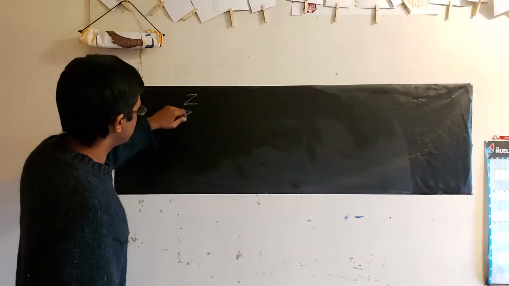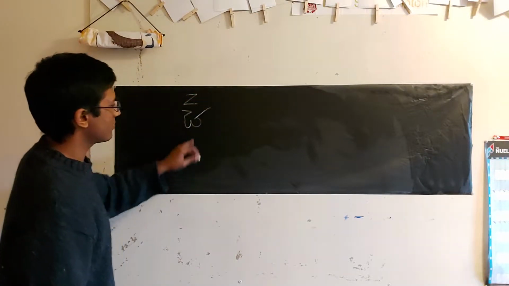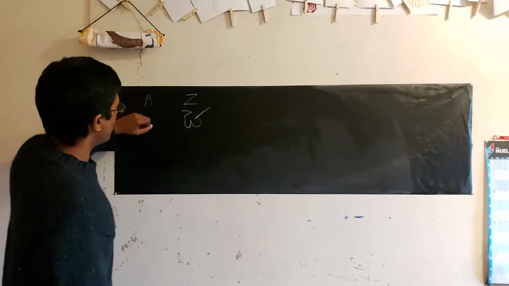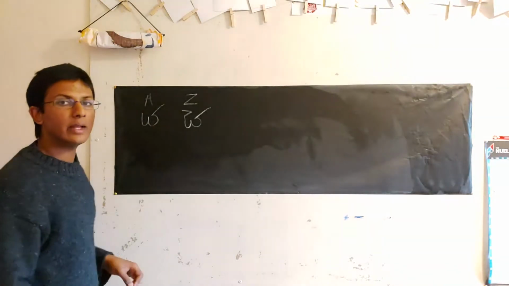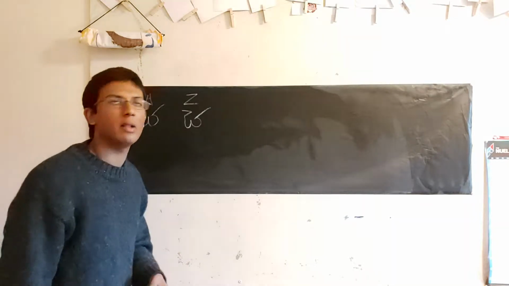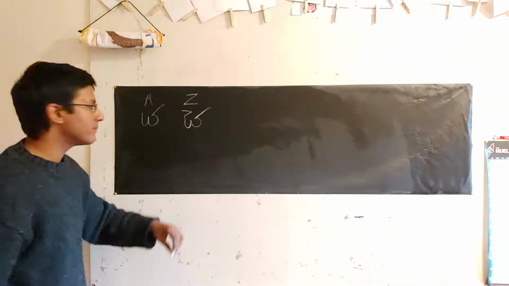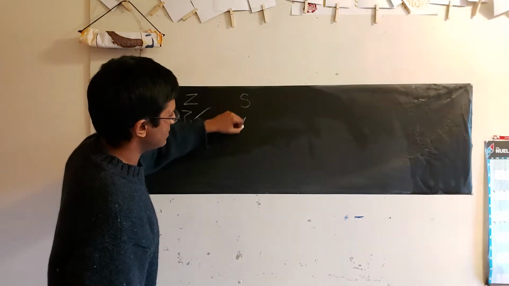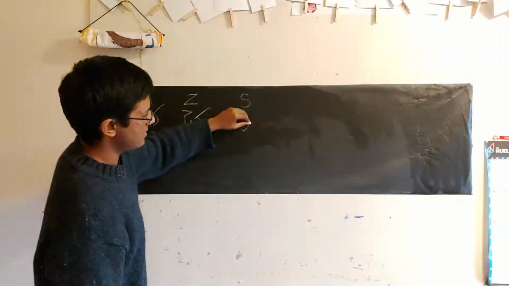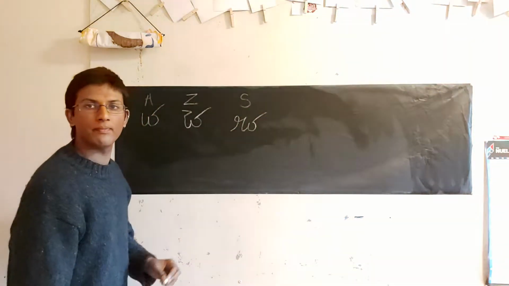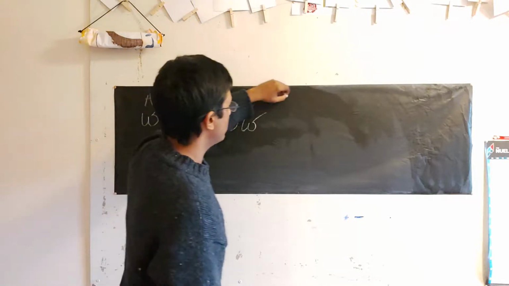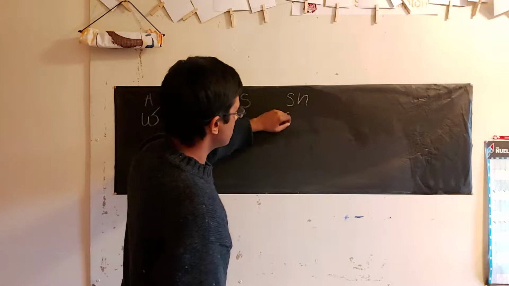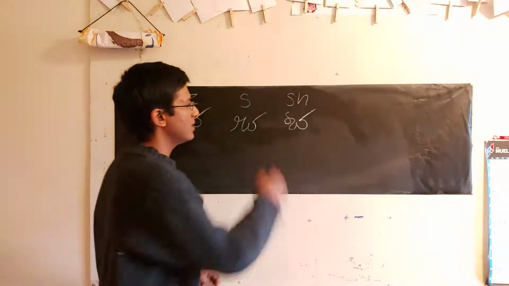Z is written as so. We're using the vowel A in our mutation, and I will also be showing you how to do it with some other vowels as well. This is ZA. Next is S. S is written as S. Sa. Then we have Sh. Sh is written as Sha.